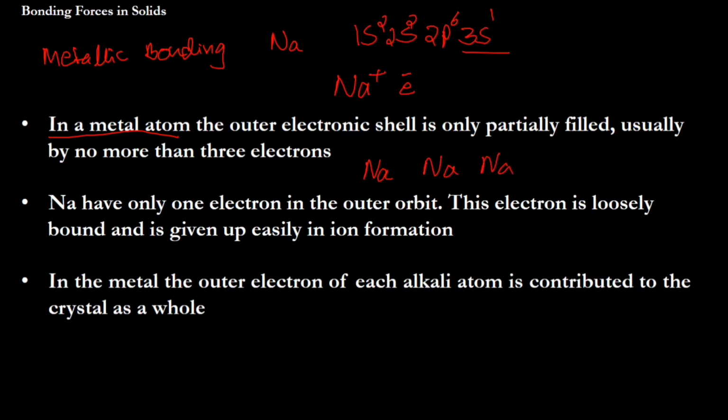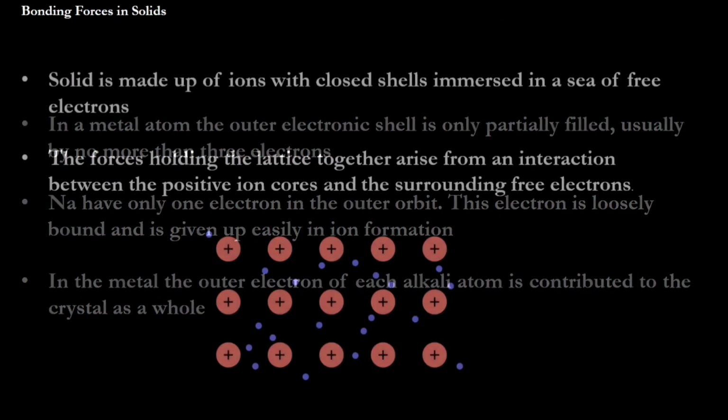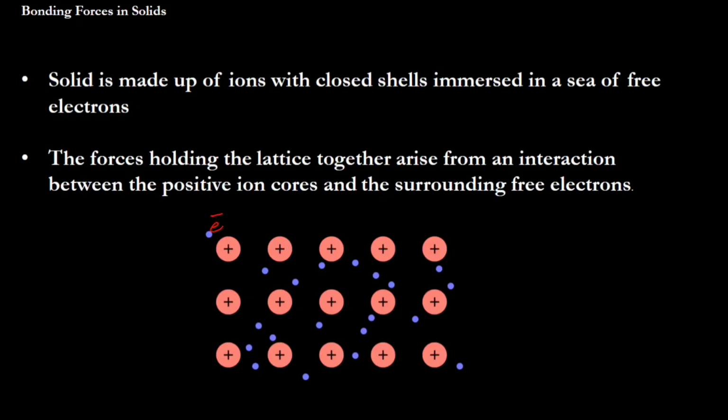So consider one sodium atom, second sodium atom, third sodium atom. It leaves one electron and becomes an ion. The second one also leaves one electron and becomes an ion. The third one is also leaving one electron and becoming an ion. In the metal, the outer electron of each alkali atom, nothing but our sodium atom, is contributed to the crystal as a whole. Okay, look at this figure. This is an electron, this is again an electron, all the blue dots are electrons, and this is my sodium.